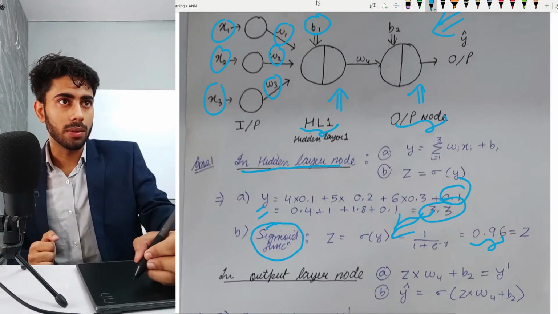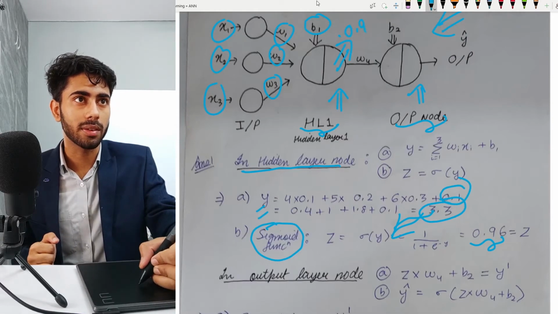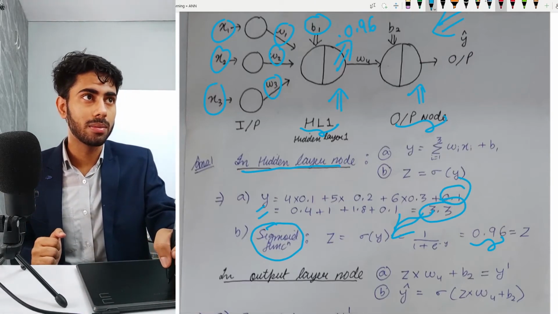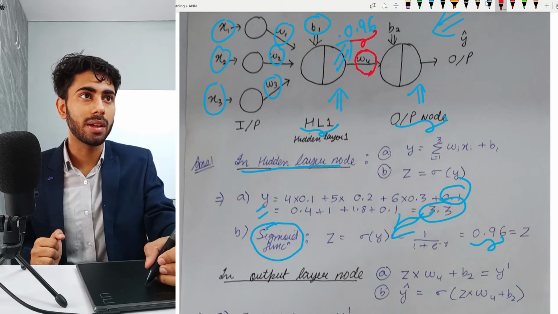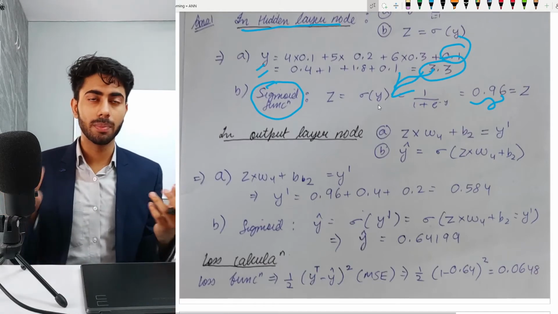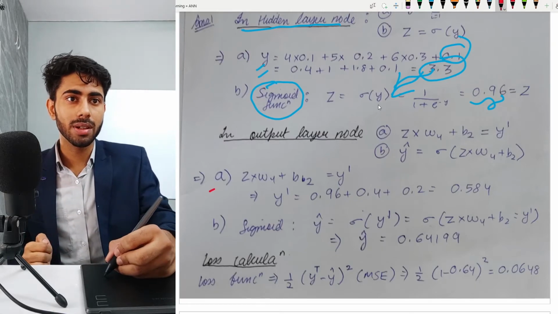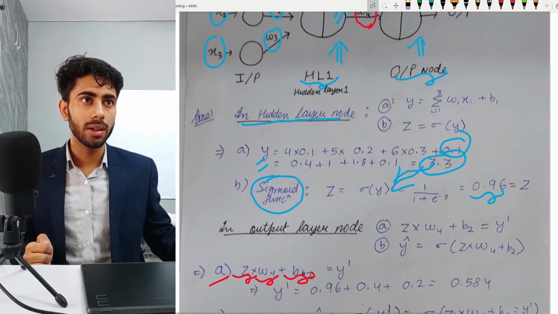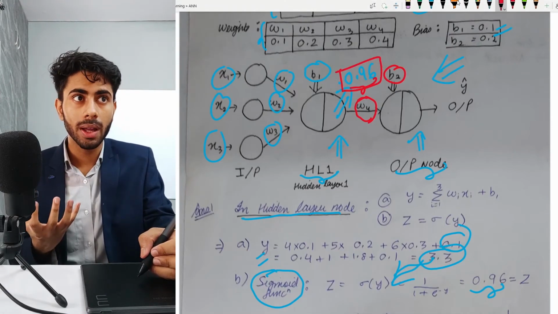Now, this node will give an output of 0.96. Now let us move towards our output node. My output node is getting an input of 0.96, my weight is W4 and my bias is B2. Because this is also a neuron, there will be two steps: pre-activation and activation. During pre-activation, I will multiply the input with the respective weight and add a bias term. Here, my input is 0.96, my weight is W4 and my bias is B2.